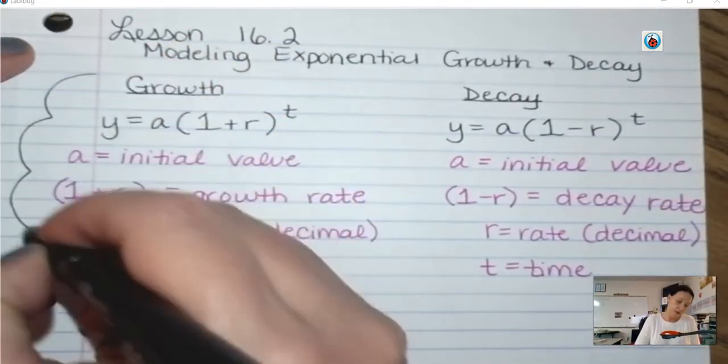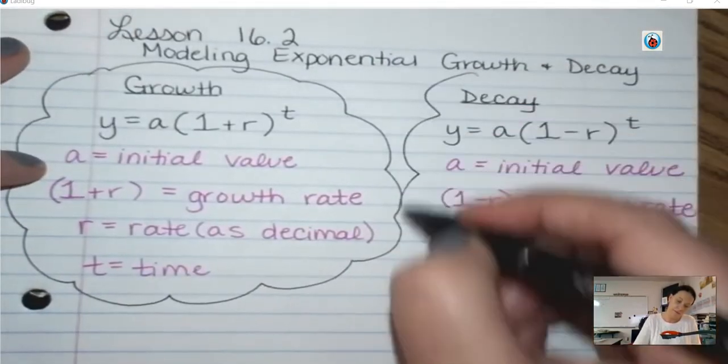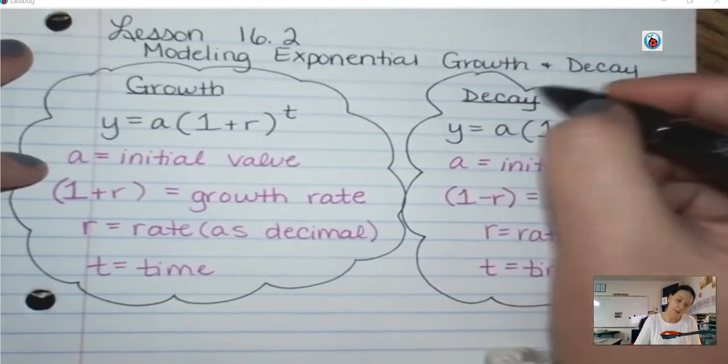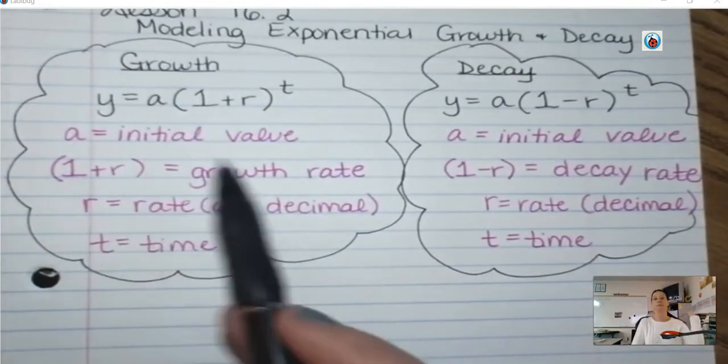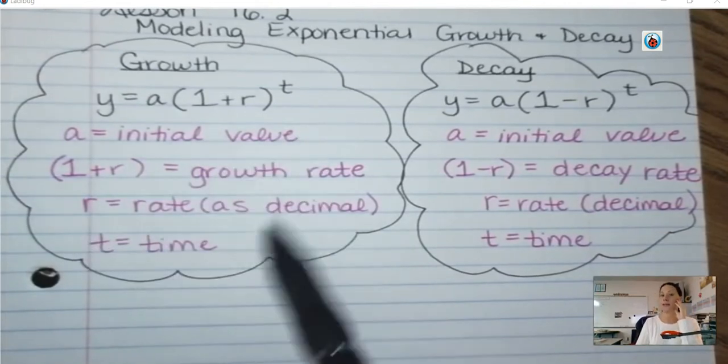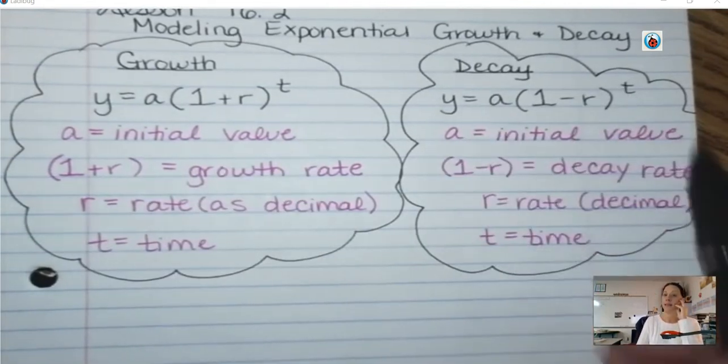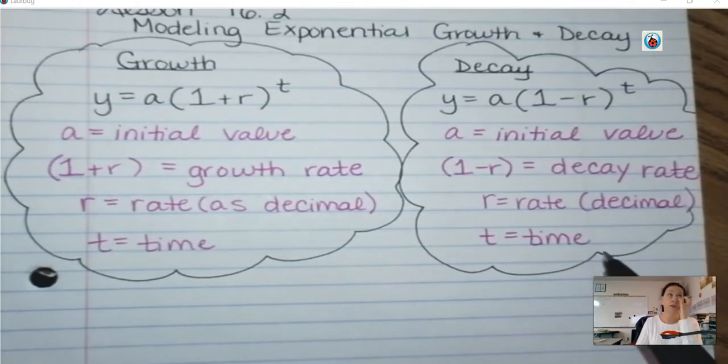Okay, so there's the equation for the growth rate and decay rate. Growth is when something adds value over time, like things appreciate, they are worth more money as time goes on. Decay is for those types of things that lose value over time.